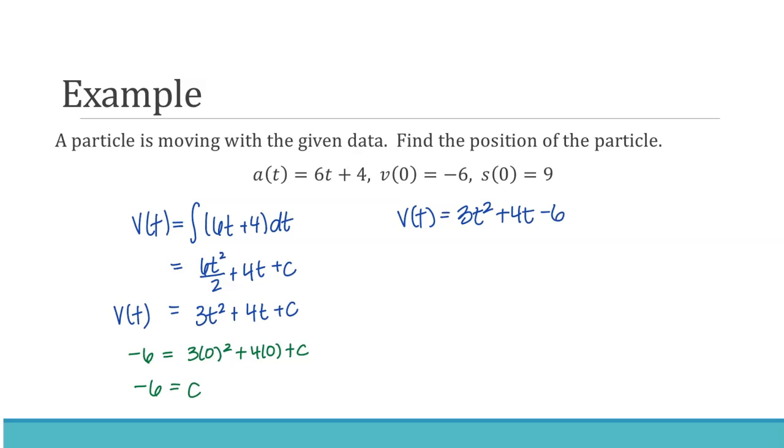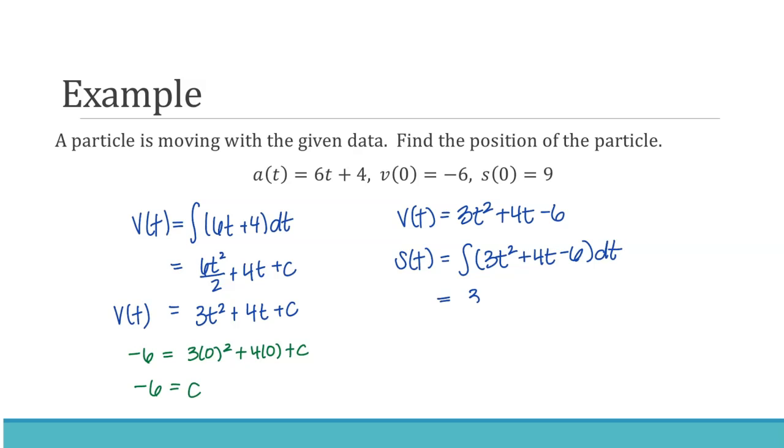Well, I'm not done yet. I want to find the position of the particle, which means I want the position function. This isn't asking me for a specific numerical value. Finding the position of the particle means find the position function. So I'm going to integrate again, or find the general antiderivative again. So s of t is the integral of this velocity function, 3t squared plus 4t minus 6 dt.